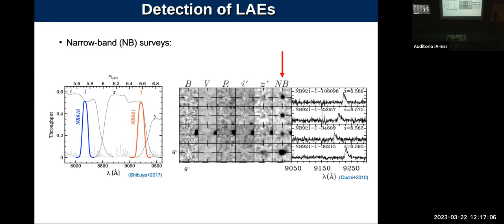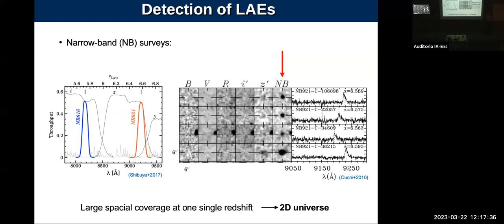Just as an example, here are Lyman-alpha emitters that are all detected at a redshift of 6.5, a bit more. In all the spectra that you see here on the right, that is the Lyman-alpha emission. The good thing about narrowband surveys for Lyman-alpha emitters is that they can sample very large areas of the sky. The only problem, or the not so good thing, is that they only detect one redshift, the redshift determined by the filter width that you're using. So when they study the clustering of these Lyman-alpha emitters, they will study only a 2D universe. They only have the 2 spatial coordinates and one single redshift.